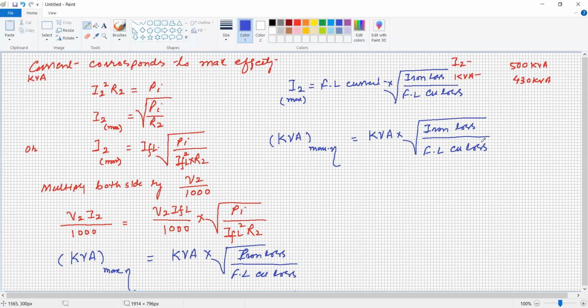The transformer shows the maximum efficiency, and the current corresponding to maximum efficiency is full load current multiplied by under root iron loss divided by full load copper loss. The kVA capacity of the transformer corresponding to maximum efficiency is equal to kVA into under root iron loss divided by full load copper loss. Let us take one example.